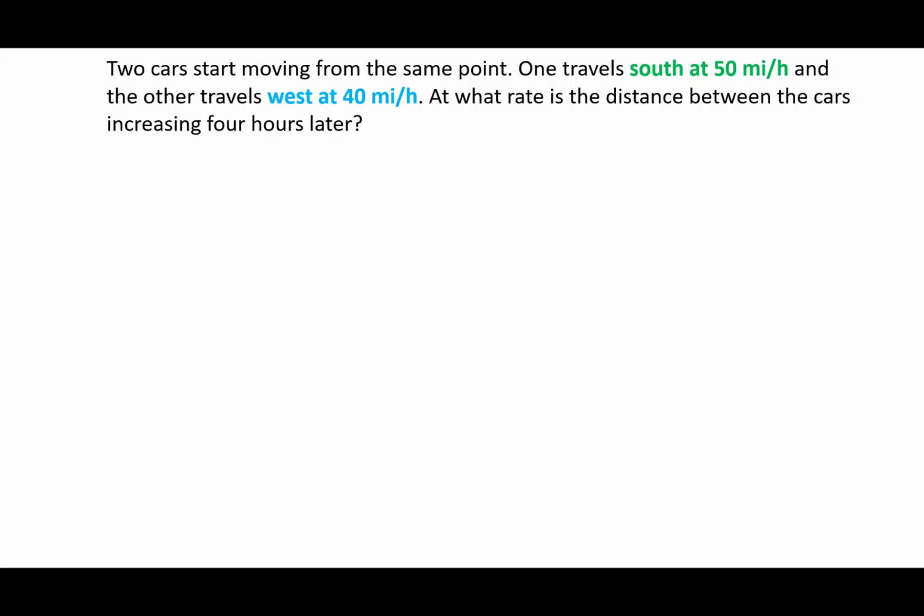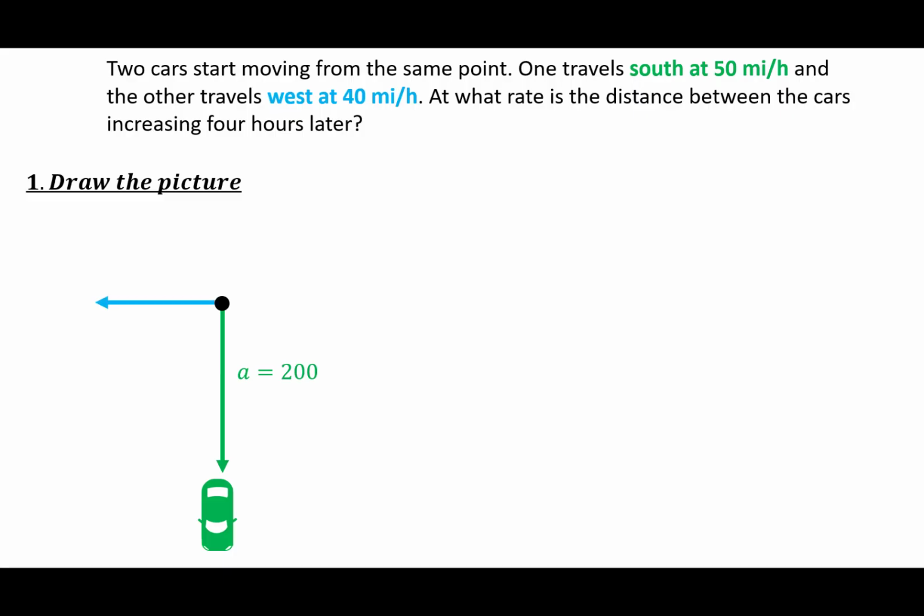Alright, to tackle this question, we need to first draw the picture. So here's the point where both cars started from. And going south is my green car at 50 miles per hour, and 50 miles per hour times 4 hours later, it's gone 200 miles. Now my blue car is going west, and it's going 40 miles per hour, and so after 4 hours it's traveled 160 miles. And we can use the Pythagorean theorem to figure out the distance between the two cars after 4 hours, and that would be 256.12 miles when I round to 2 decimal places, and we'll label that length C.